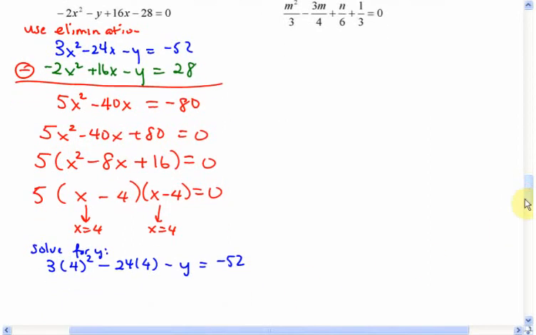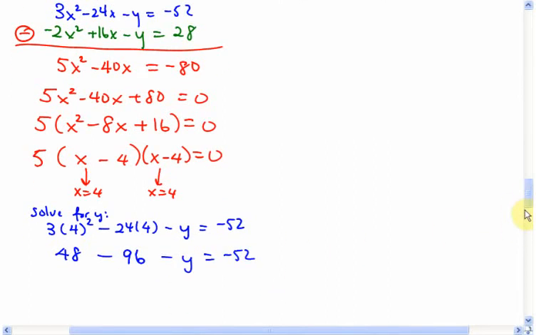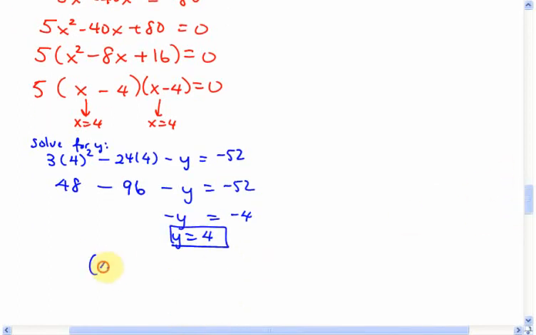4 squared is 16 times 3 is 48. 24 times 4 is 96. 48 minus 96, that's negative 48. Add to the other side, becomes positive 48. Positive 48 minus 52, that's negative 4. So I believe y equals 4. Well, look at that. Double 4. And only one solution. Done.